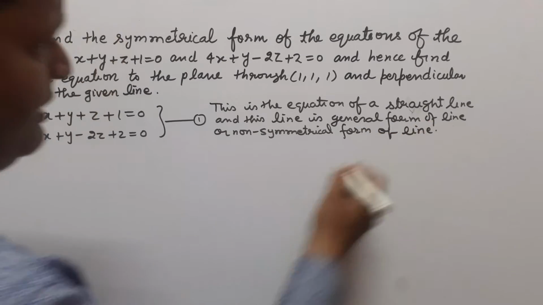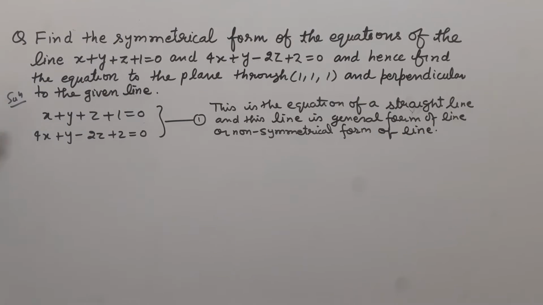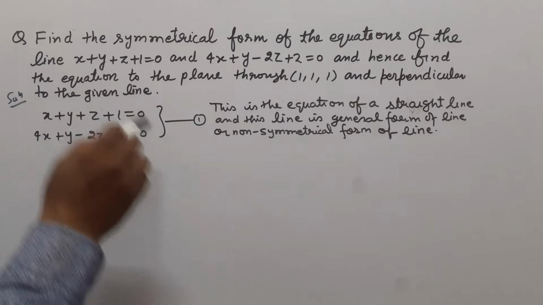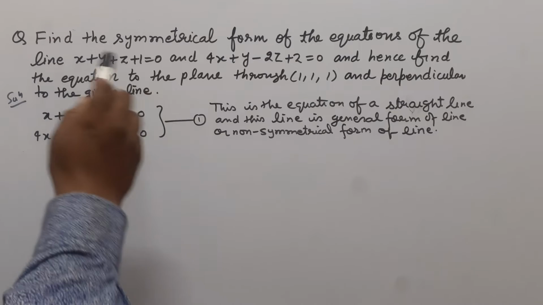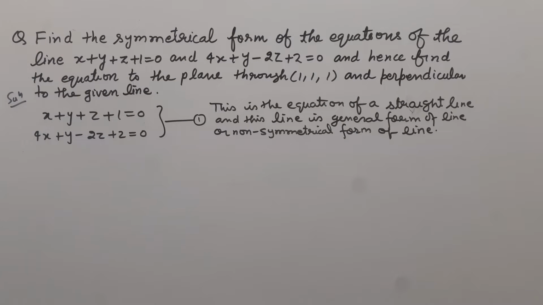So here it is given that there are two equations in first degree in x, y, z. These individually represent the equation of a plane, but if we take these two equations together, they represent the equation of a line. Here we have to convert this equation into the symmetrical form of the line.